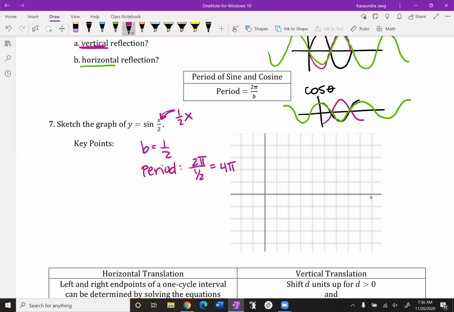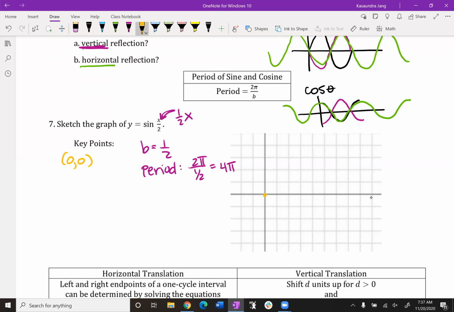All right, it is my sine function. So I do know that it starts at 0, 0. I haven't done any shifting or reflection. I haven't done any of that. I just know that it's going to take all the way until 4 pi to finish one cycle. Okay, so one of my key points is 0, 0.